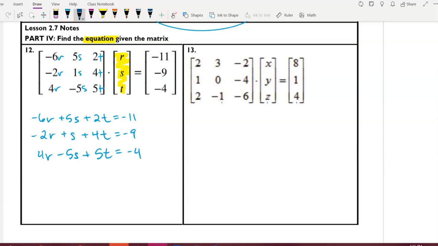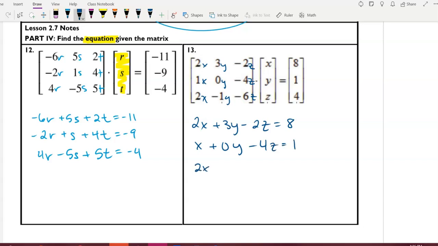Our letters here are x, y, and z. X, y, z. X, y, z. X, y, z. All right, writing our equation. 2x plus 3y minus 2z equals 8. X plus 0y minus 4z equals 1. 2x minus 1y minus 6z equals 4.